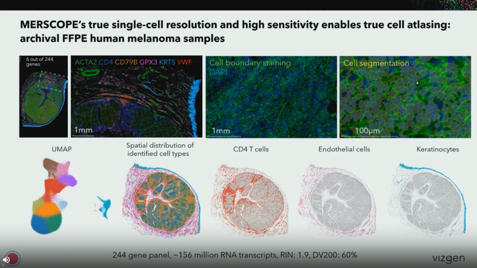And you can see the different clusters here. And then we were able to project these different cell types in space. And I'm highlighting three different cell types here, for example, CD4 T cells, endothelial cells, and keratinocytes in the melanoma. So showing really unique distribution here. And in this measurement, actually 156 million RNA transcripts were detected.